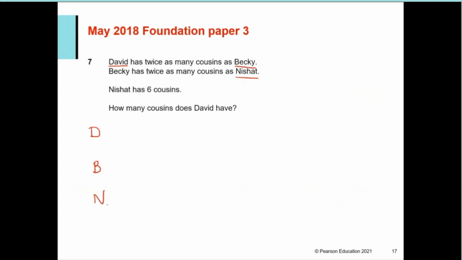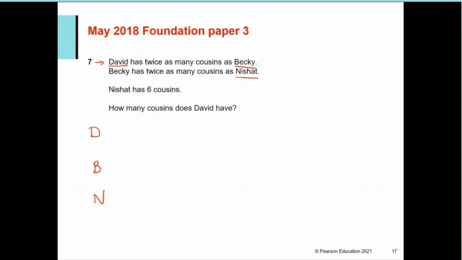Now I'm going to think about what I've got. As a maths teacher, I can see that the more sensible option is to start with Nishat. But actually, students don't do that. My experience is that students won't start from the bottom, with Nishat having 6 cousins. What they will do is start with this first sentence about David. So we're going to do it as though we were doing it as a student. You may get some that can spot that starting at the bottom makes it easier. That's not my experience though.